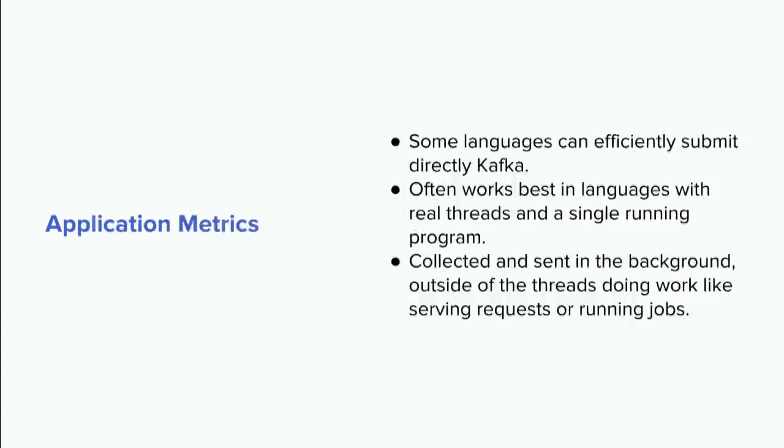So, application metrics. Some languages can efficiently submit directly to Kafka. This often works best in languages where you have real threads and a single running application. At Square, our Go and Java applications can easily submit metrics, and they do that every 30 seconds in what we call a batch metric event. Essentially, it's the proto I showed you earlier, just a bunch of them and compressed even a little more because they're all values sampled at the exact same time.